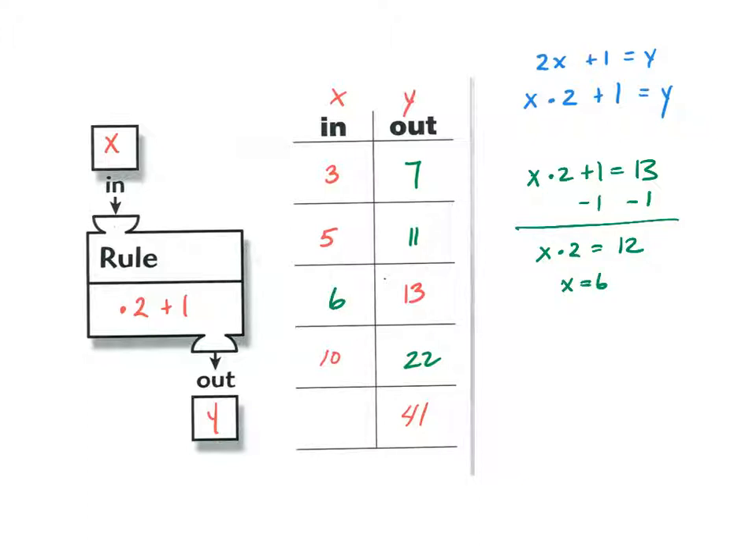The last one, again, I have x times 2 plus 1 equals 41, because the output is 41. Subtract 1 from both sides. That leaves me with x times 2 equals 40, and 40 divided by 2 equals 20.